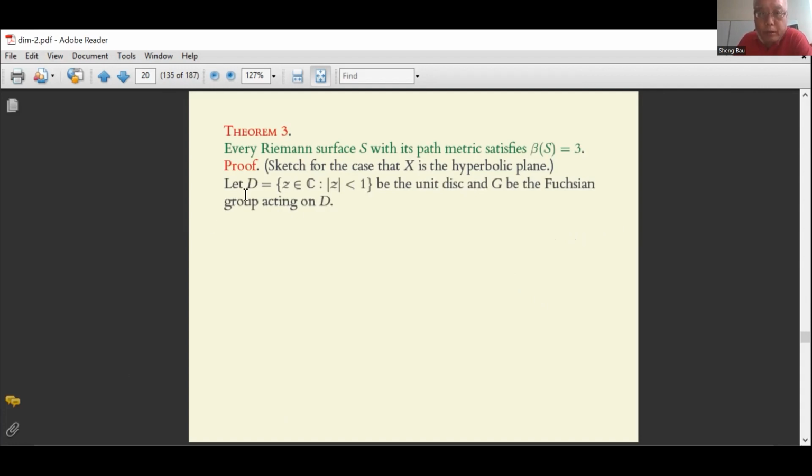So let us consider a unit open disk, and with G, the Fuchsian group. A Fuchsian group is a discrete group of isometries of the hyperbolic plane. And we are using the Poincaré model of the open unit disk, in which the straight lines are semicircles perpendicular to the boundary. The boundary is not included, as you can see.